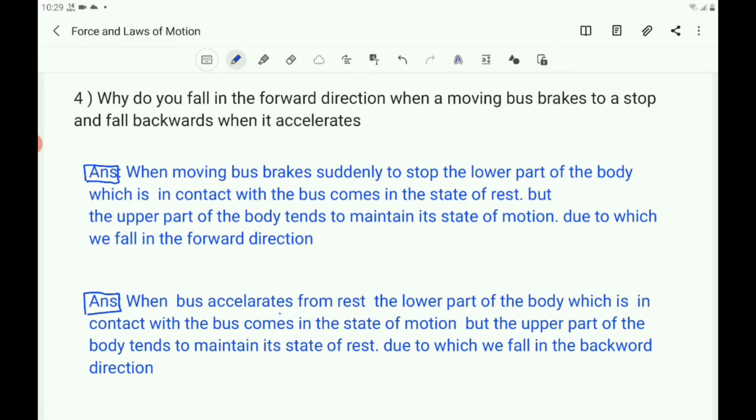And when the bus accelerates from rest, the lower part of the body which is in contact with the bus comes into a state of motion, but the upper part of the body tends to maintain its state of rest, due to which we fall in the backward direction. Write the reason, and the common reason is inertia. In both situations the reason is inertia only, but the part of the body which is at rest or in motion changes.